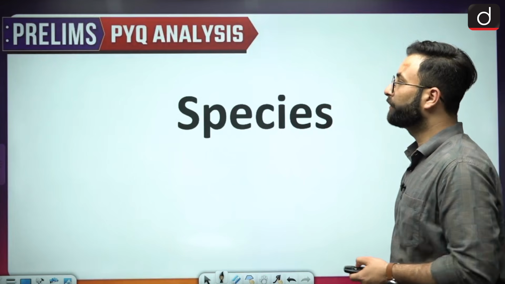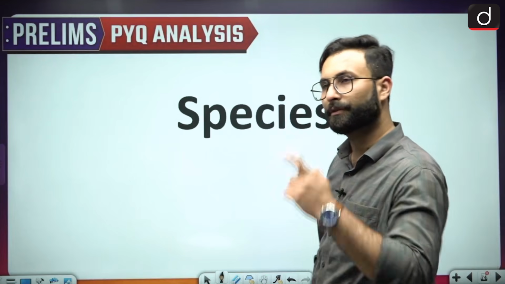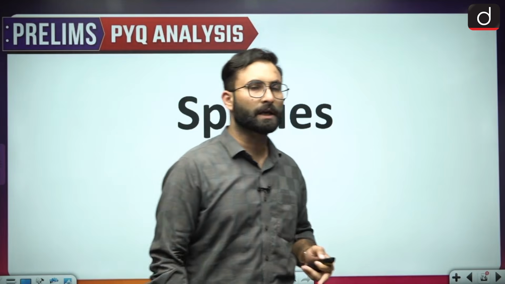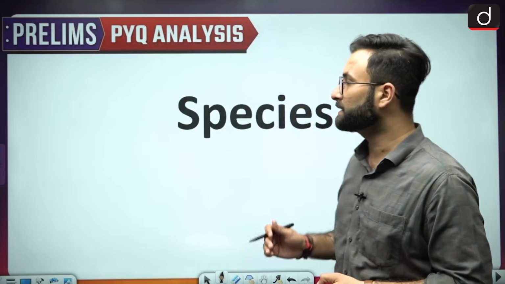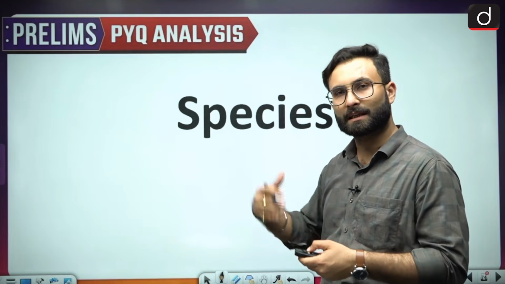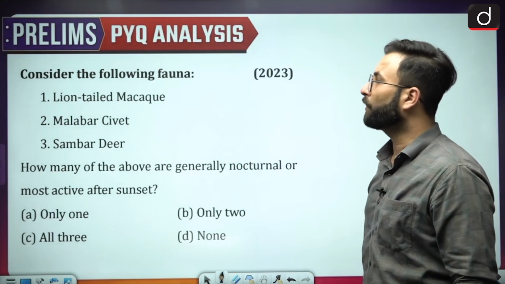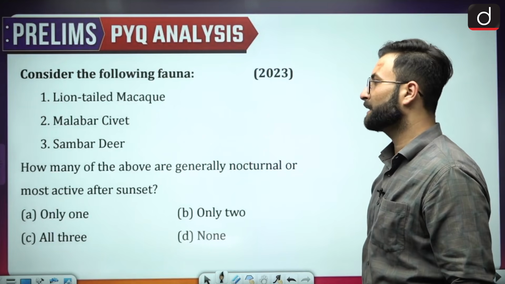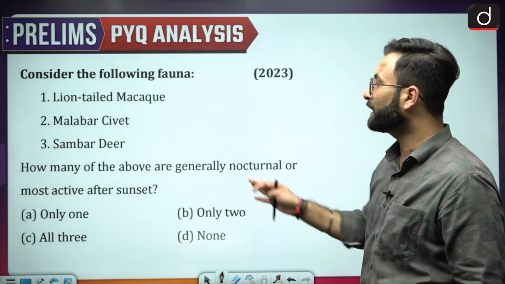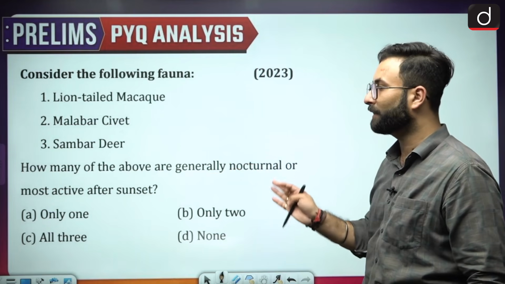Anyways, let's move further. Some of the species we will be discussing. First, we discussed ecology, wherein we discussed some species. Whatever species we are discussing, these are some species which get repeated. Okay, consider the following fauna: lion-tailed macaque, Malabar civet, and sambar deer. How many of the above are generally nocturnal or most active after sunset?